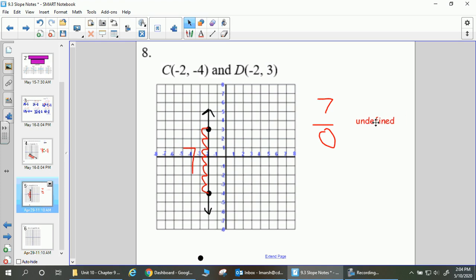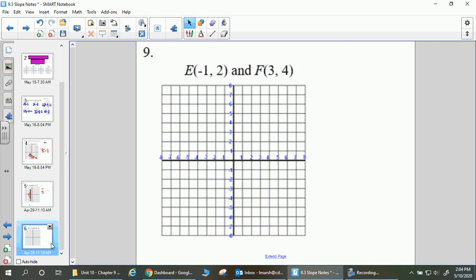When 0 is on the bottom, we need to say that this is undefined. If you simply remember that a vertical line has an undefined slope, this is one you wouldn't even have to count. You would just be like, hey, it's a vertical line. Let me write undefined and I can move on. And so let's look at one more with a graph. We have (-1, +2) and (+3, +4).